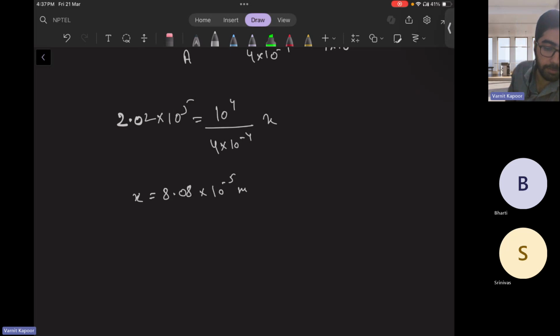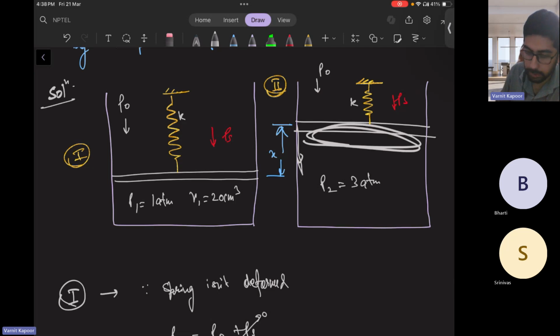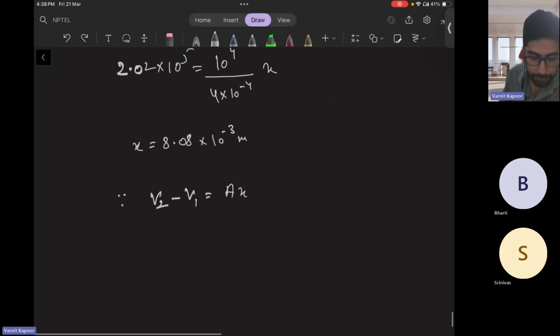So this much displacement has been done. Sorry, minus 3 meters, not 5. So 0.8, almost 8 mm of displacement has been done by the spring. You know that the final volume minus the initial volume is area into displacement, the area of this and what has been displaced. It's more of a cylinder volume, A into X.